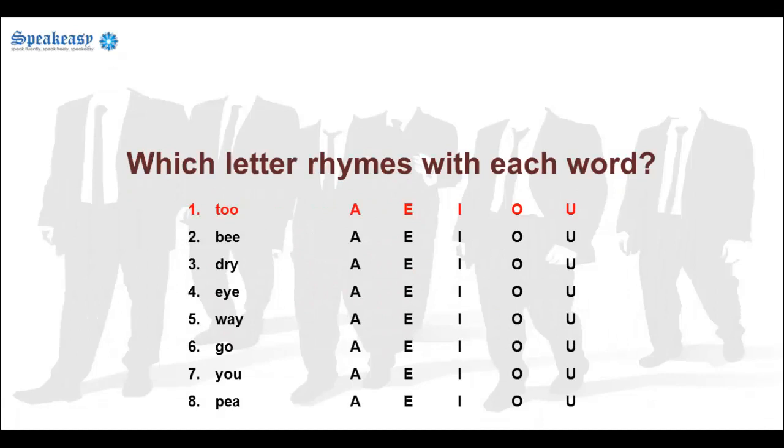So, now for a little bit of practice. Which letter rhymes with each word? For example, for number 1, the word to rhymes with the letter U. B. Dry. I. Way. Go. U. P.